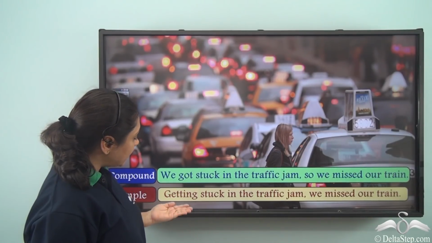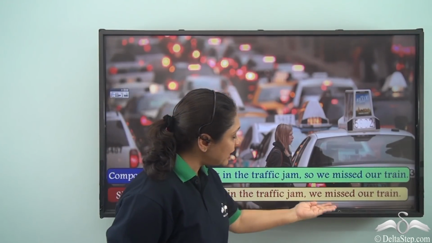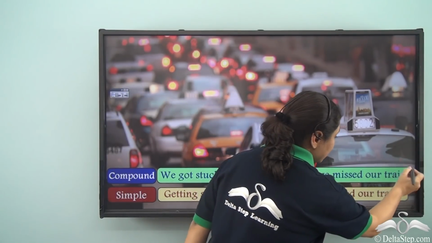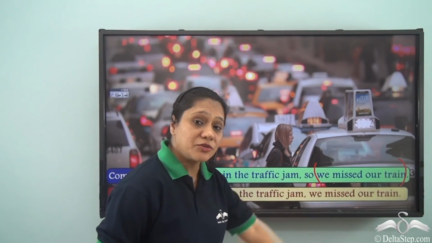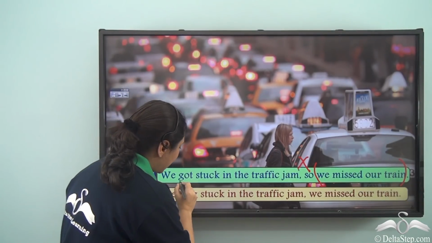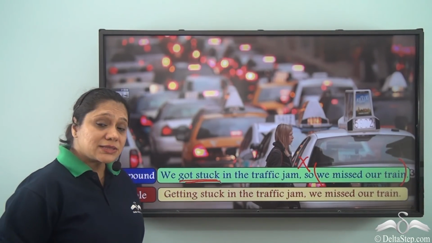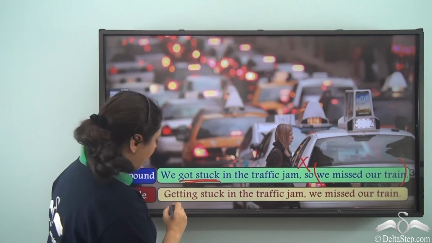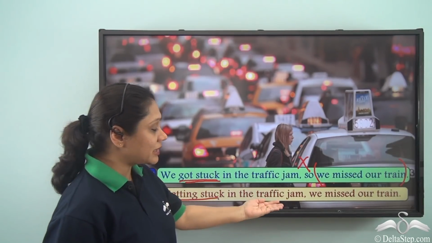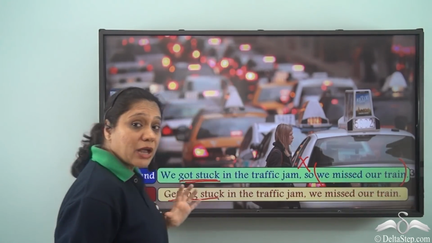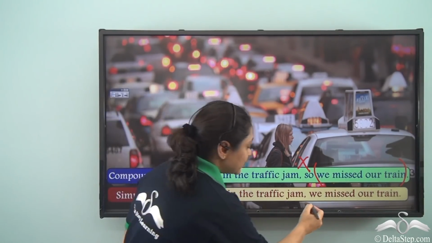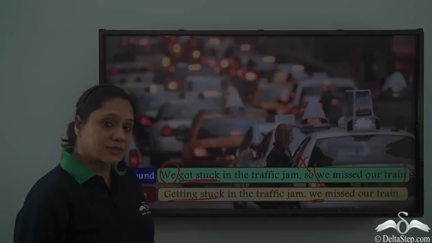We will write, getting stuck in the traffic jam, we missed our train. So what do we do here? We have kept this part as it is. We missed our train. We have removed the conjunction so, and we have changed this part, got stuck, to its non-finite form, getting stuck. So we have, getting stuck in the traffic jam, we missed our train. Because in the beginning of the sentence we have included it in the second part of the sentence.